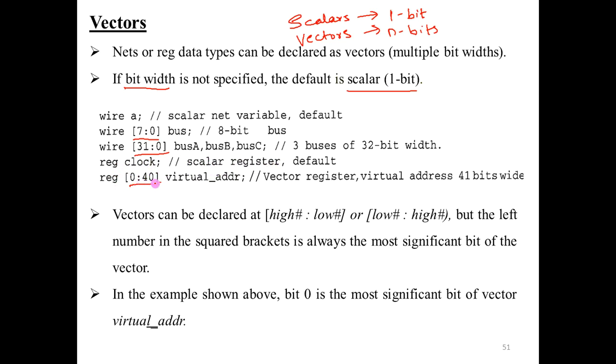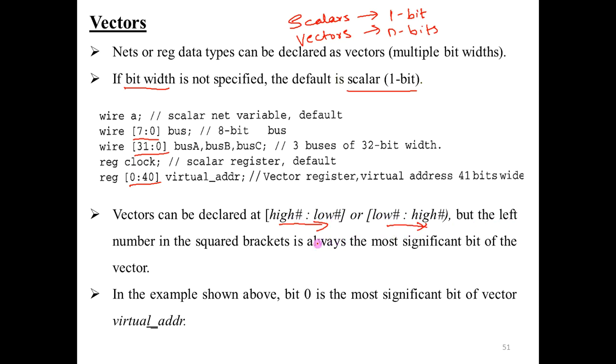0 to 40 is 41-bit width. Virtual underscore ADDR is a vector name. So it's a vector of 41 bits wide. That's the meaning. The process of writing the bit width is like this. Vectors can be declared with a higher number and a lower number, or lower number and higher number. In this case, we read it as 31 down to 0. In this case, we read it as 0 to 40, or 0 up to 40.